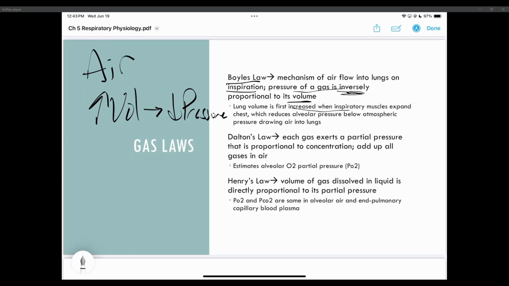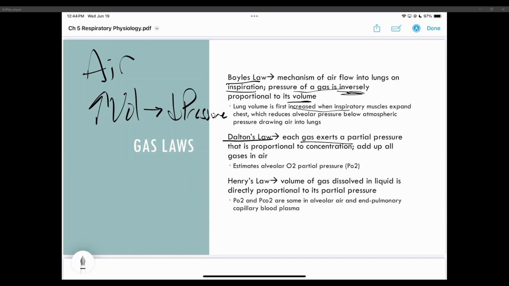When you breathe in, air goes in because of pressure, and then exhalation is just passive with your normal chest recoil. Our chest expands, but it wants to snap back. So expiration at rest is passive, and we'll get to what happens later on with exercise. So that's Boyle's law.